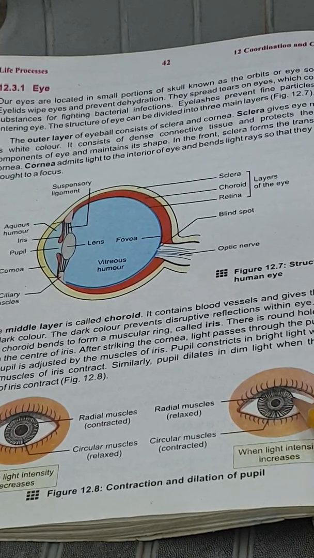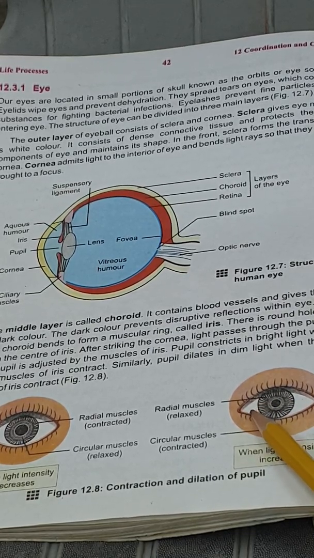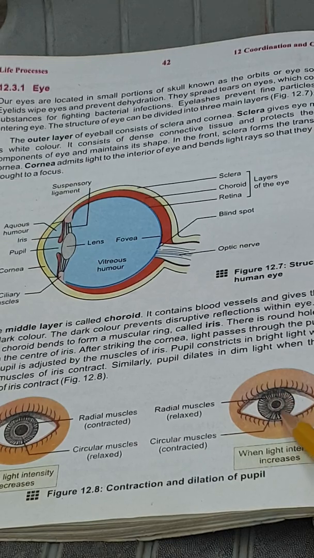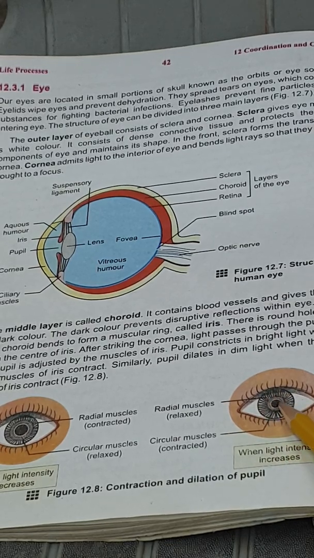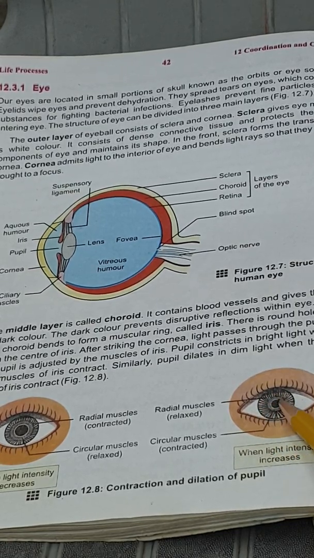Inside the eye, there are three main important layers. The first one is the sclera, the white part of our eye, the second one is the choroid, and the third one is the inner part, which is known as the retina. So all these are the three main parts of our eye.